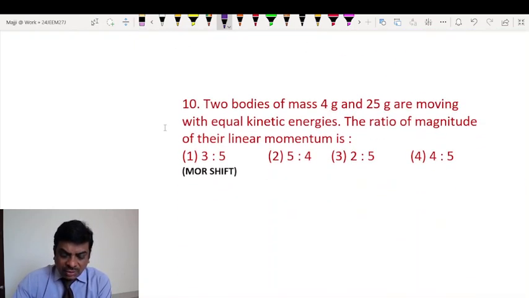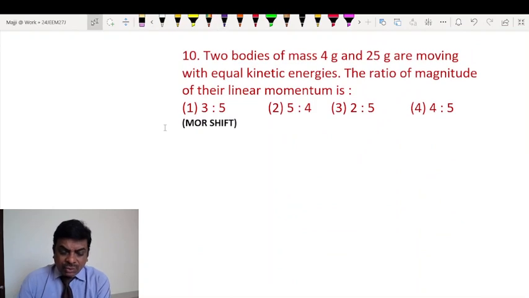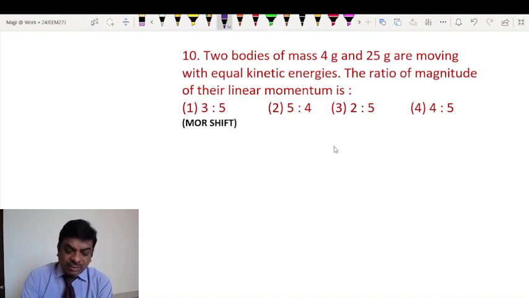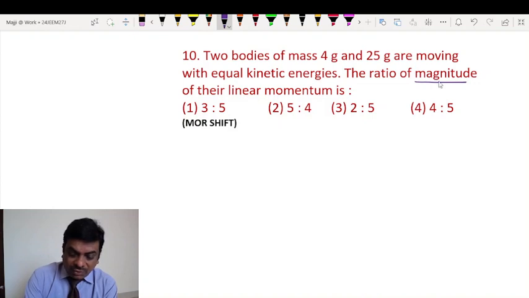Then moving to the next question, question number 10. Two bodies of masses 4 gram and 25 gram are moving with equal kinetic energies. The ratio of magnitude of linear momentum is. Now students, see, we have to find the ratio of magnitude of linear momentum, and we have been informed that the kinetic energies are the same and also their masses.